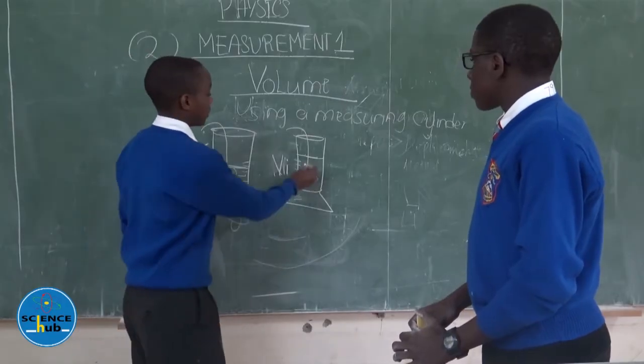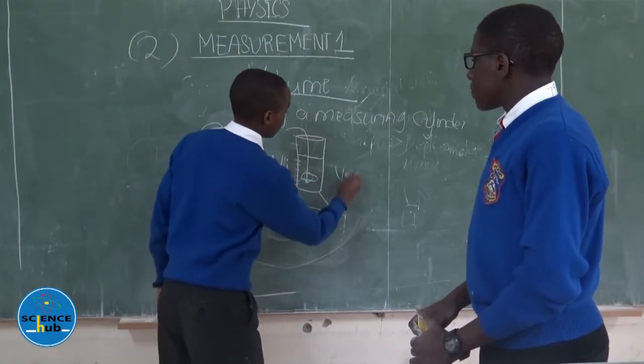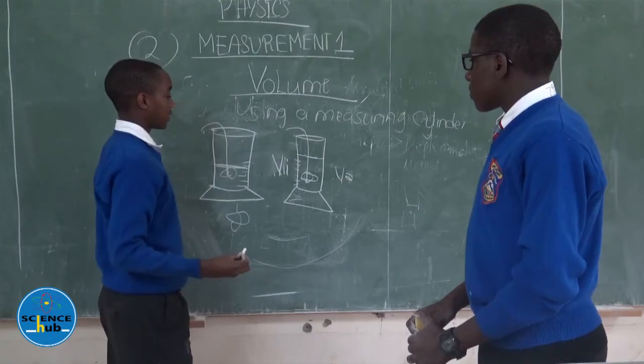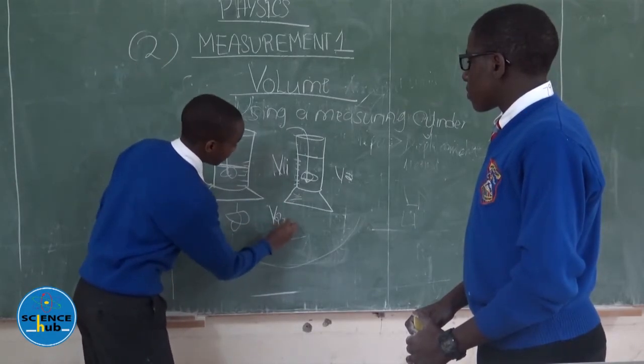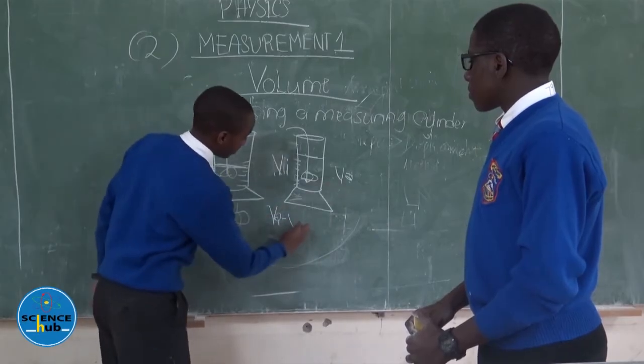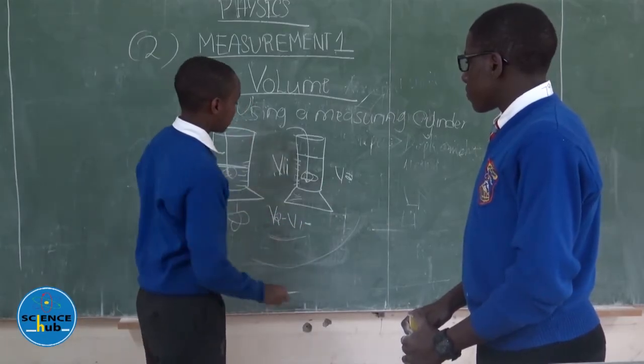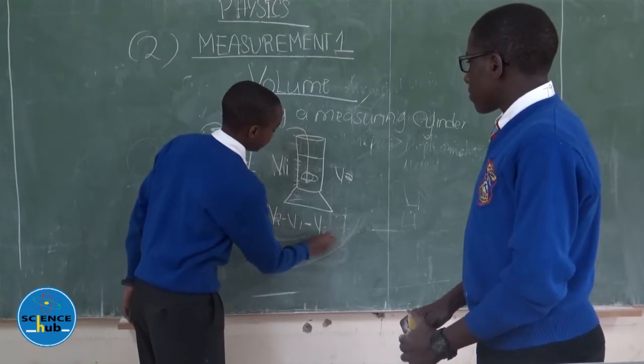Then you note the new volume of water, which is volume 2. In order to get the volume of the irregular object, you should do the math: volume 2 minus volume 1, to remain with the volume of the irregular object.